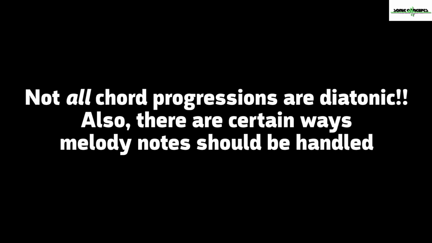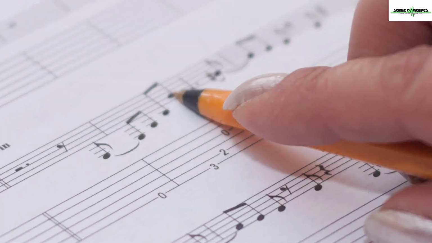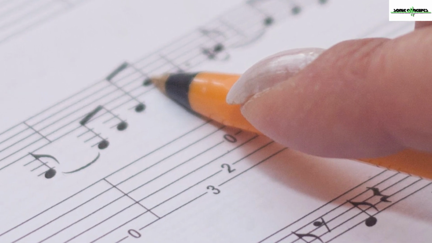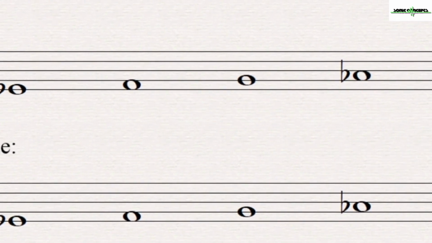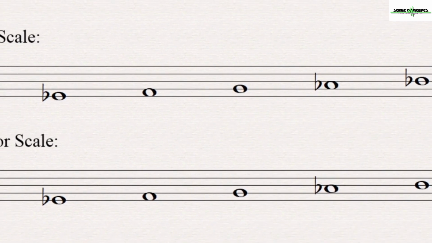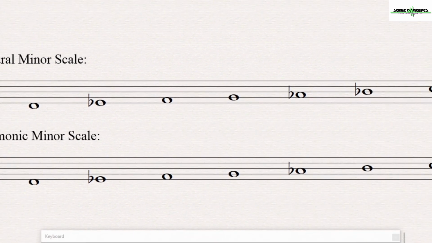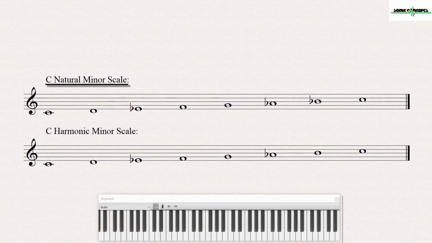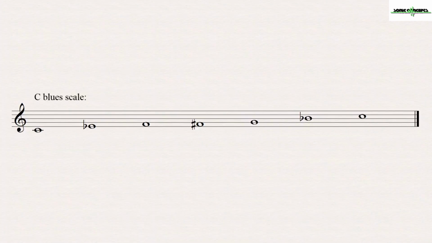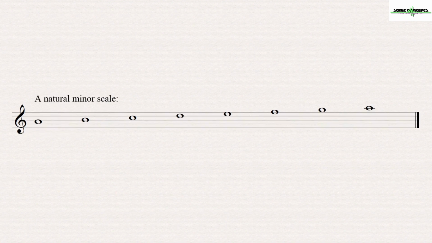Not all chord progressions are diatonic as in these examples, and as illustrated, there are certain ways melody notes should be handled. We'll cover that in more detail when we discuss melody and improvisation. We'll also cover other scales you can use on various progressions in different genres of music when we get to improvisation. For example, although the natural minor scale is used in rock songs for soloing as well as melody, a more commonly used scale is the blues scale. Nonetheless, you can basically use a parent scale as a resource for melodic and improvisatory ideas.